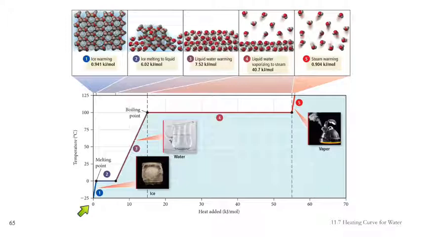So this is starting at negative 25 degrees where water would be ice, a solid, and we're adding energy and heating it up, melting and then boiling, etc., until we get to steam at a temperature of 125 degrees Celsius. We can calculate the amount of energy needed to do each of these portions of this heating curve.